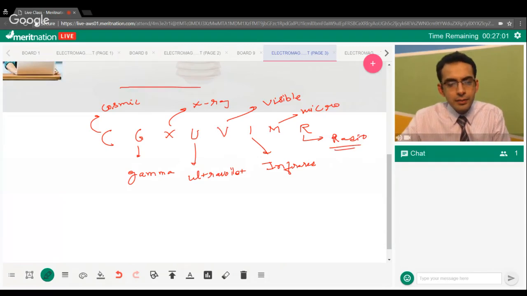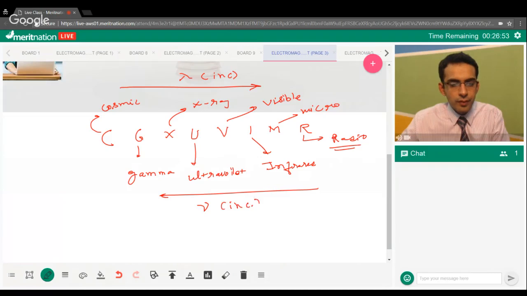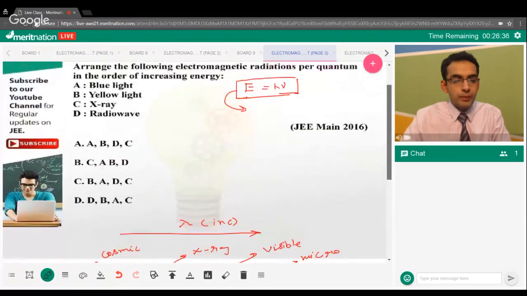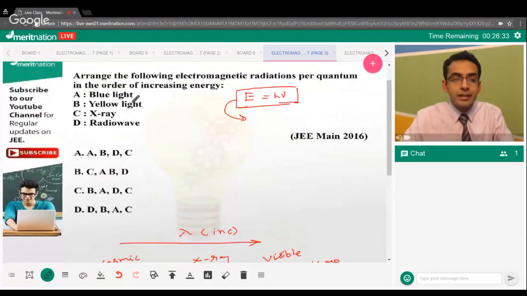If you go right, lambda increases. If you go left, frequency increases. So you can remember like this. It's a very easy way. In any case you can recall all of them just by learning this simple mnemonic, CG, XU, VIMR. Now, what is the question? We have to arrange them in increasing order of energy, or in other words, increasing order of their frequency, right?